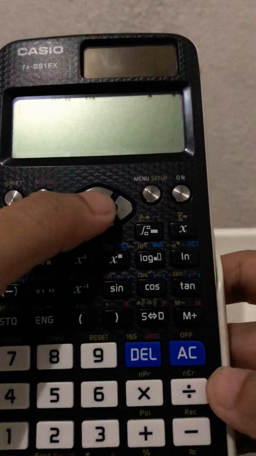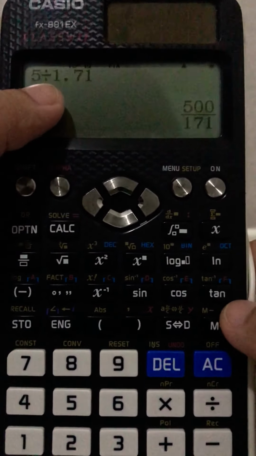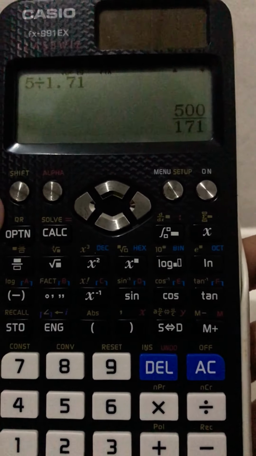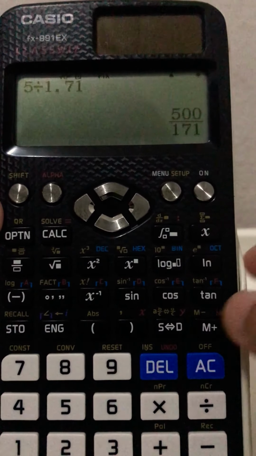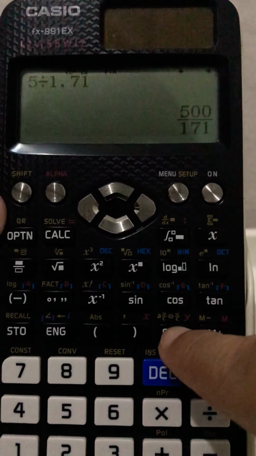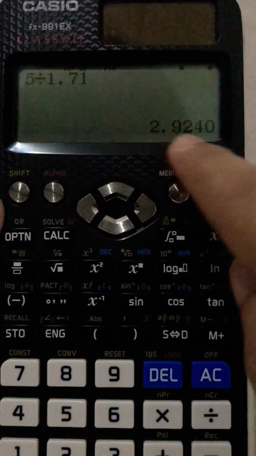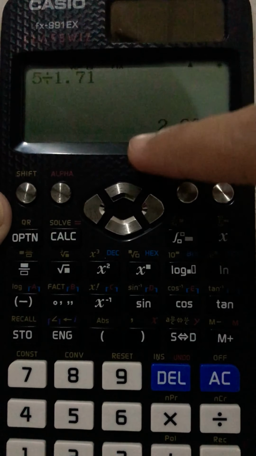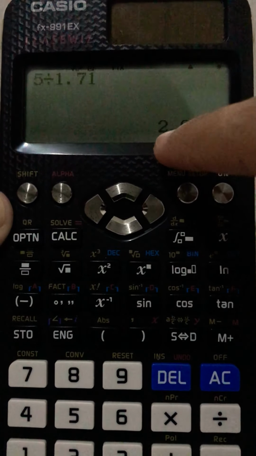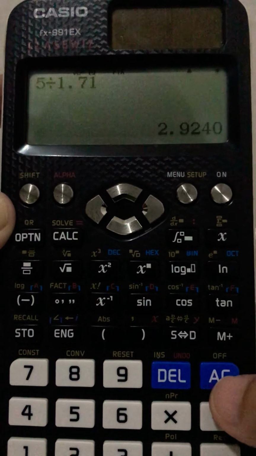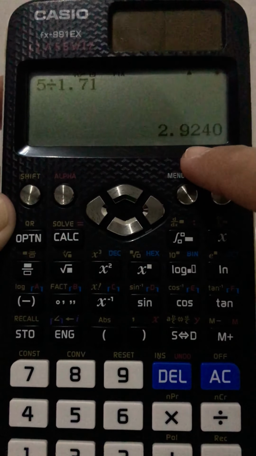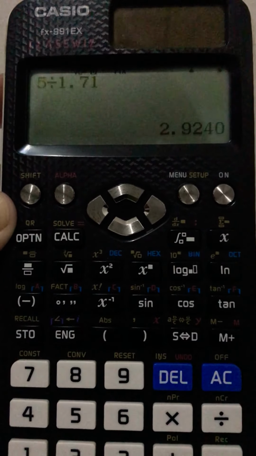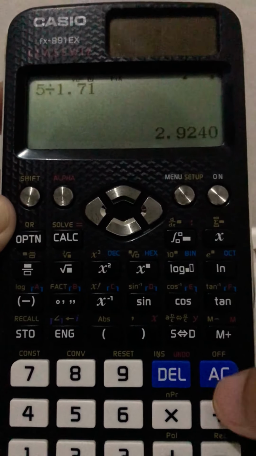So if we go back to our answer earlier of 5 divided by 1.71, which is this, and if we want to have the decimal, it's already rounded off to 4 figures. Now do not worry because it's just showing you the rounded off figure, 2.9240. But if you are to save this in your calculator, say in whatever letter, it will be saving the entire decimal. Okay, it's just showing you the rounded off figure.